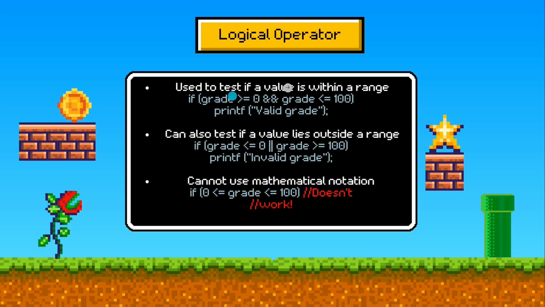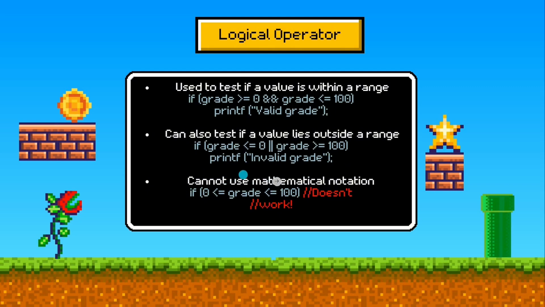First, it is used to test if a value is within a range. If grade greater than 0 and grade less than 100, printf valid grade, and this is the result, it shows valid grade. The second can also test if a value lies outside a range. If grade less than 0 or grade greater than 100, printf, it will show invalid grade.